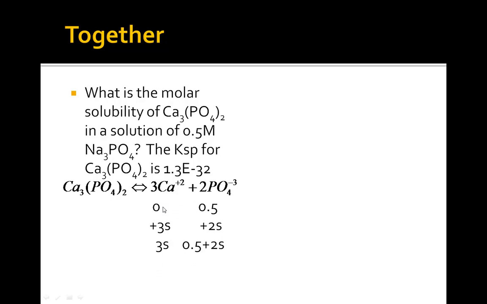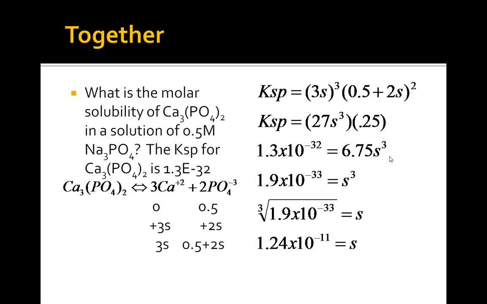Here's my ice table. Calcium's going to gain 3S. Phosphate starts at 0.5 because that's the concentration from there. And that's going to gain 2S. Now here's the rest of the work shown out. It's 3S cubed times 0.5 plus 2S squared. So KSP is 1.3 times 10 to the minus 32. That's minuscule compared to the 0.5 molar. So I can drop that plus 2S. 0.5 squared is 0.25. 3S cubed is 27S cubed. Then the work from there is just algebra. And you should get 1.24 times 10 to the minus 11.